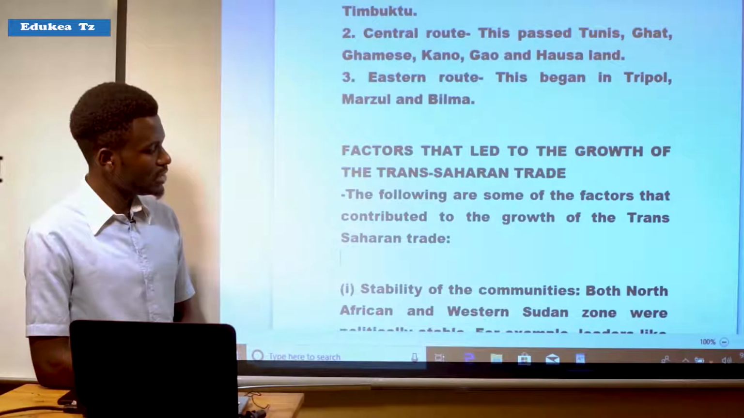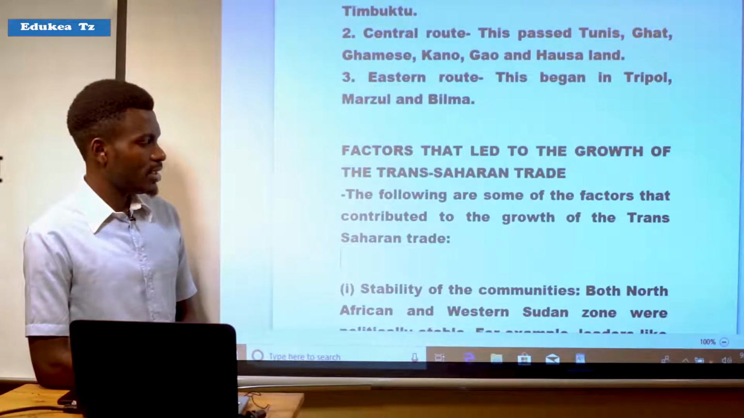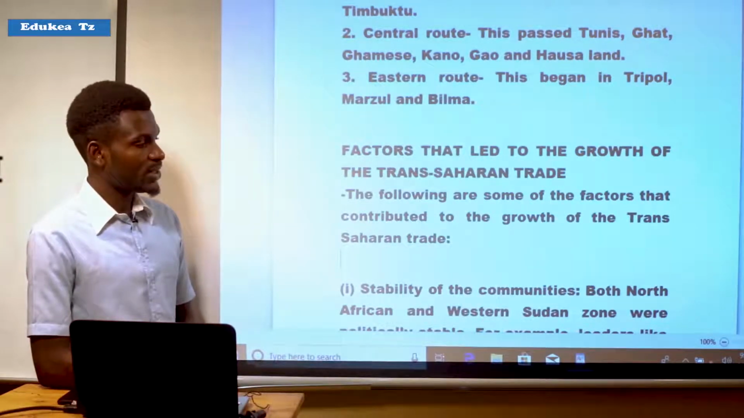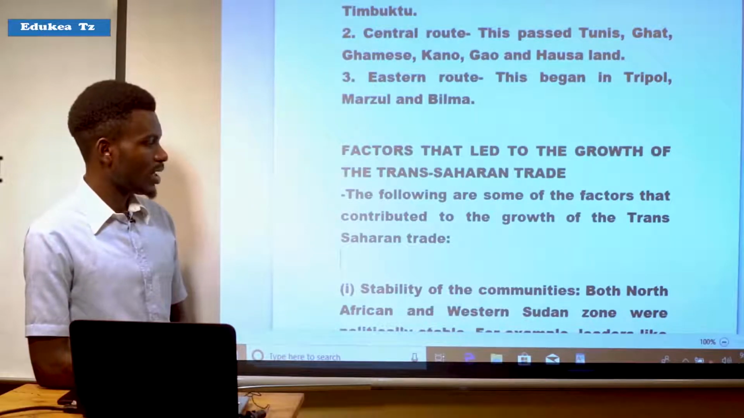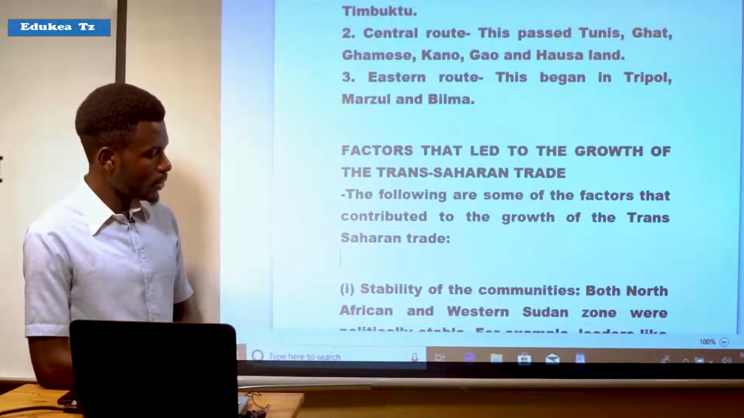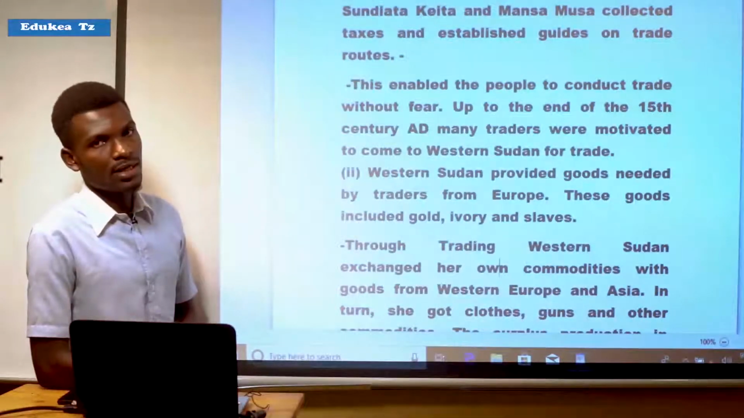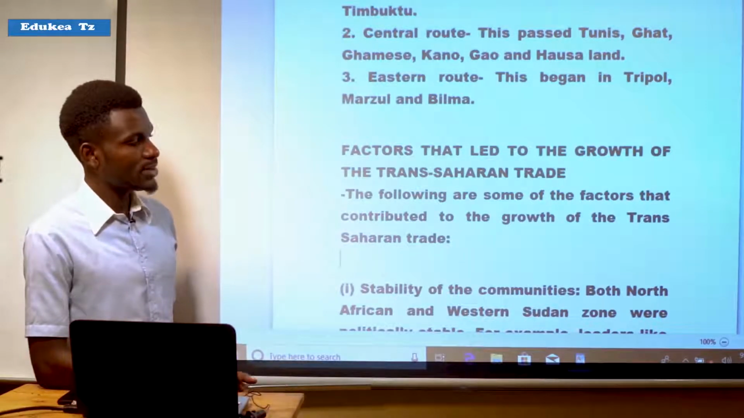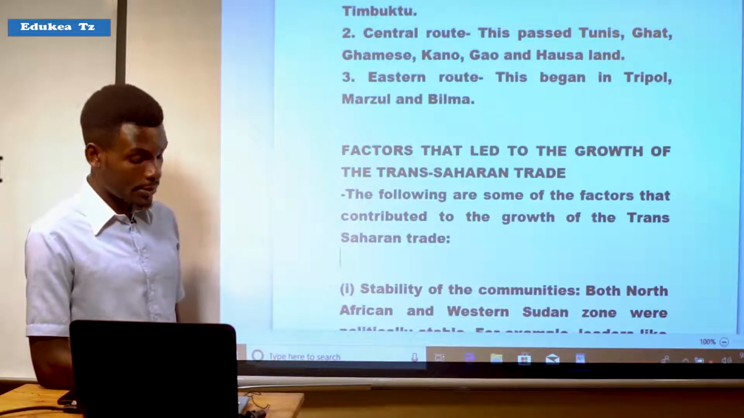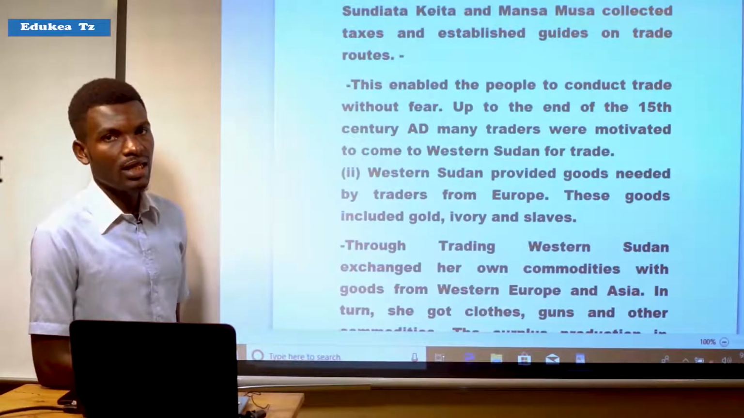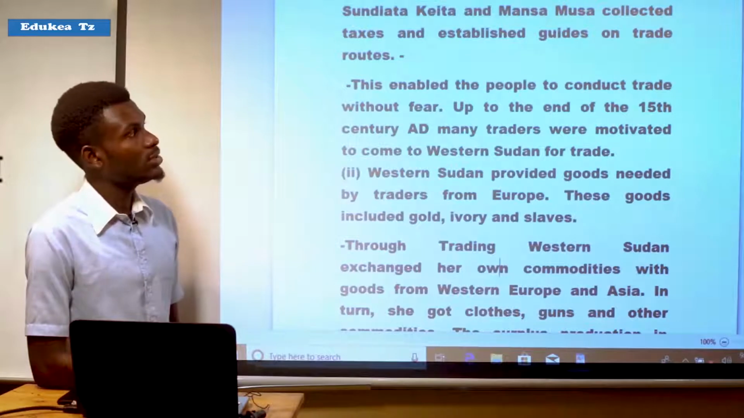The first one was the stability of both communities. It means that both communities which participated in the trade had stability in their regions. Both North Africa and the Western Sudan zone were politically stable. It means there were no eruptions of wars or frequent conflicts.